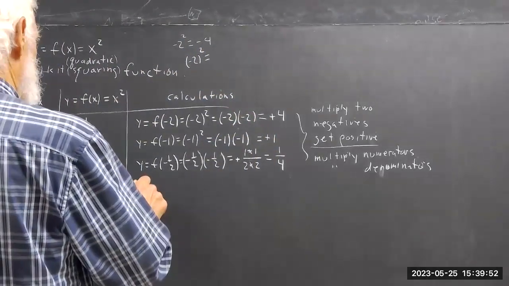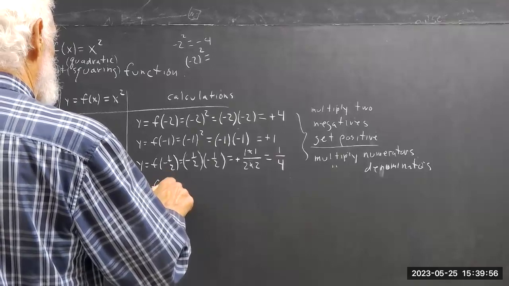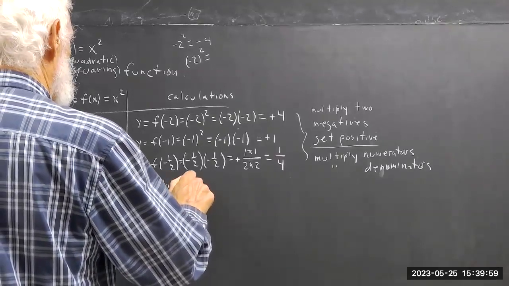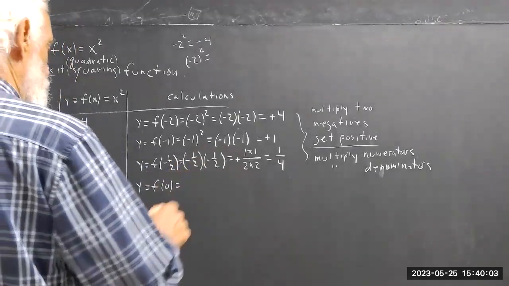Well, 0, that actually comes up pretty easily. It's f of 0, which is, I left out a step up here.